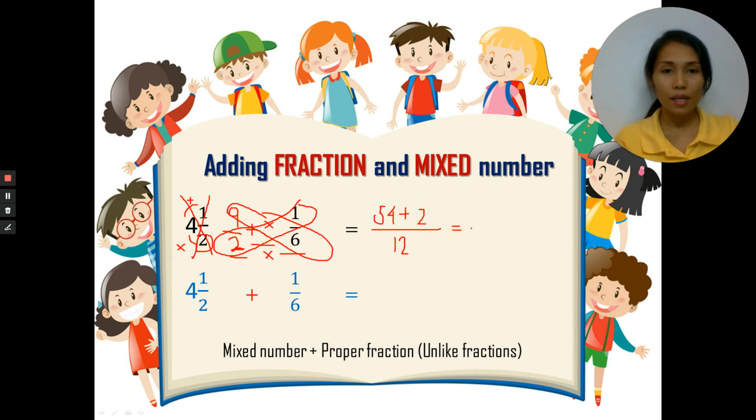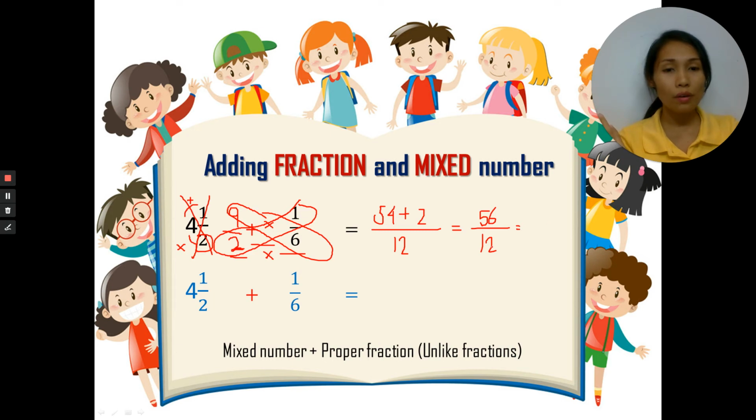Now let's see, the denominator is 12. 54 plus 2 equals 56. Now we have here an improper fraction, 56 over 12. Now we have to convert this into a mixed number, right? Because we cannot have an improper fraction as the answer.